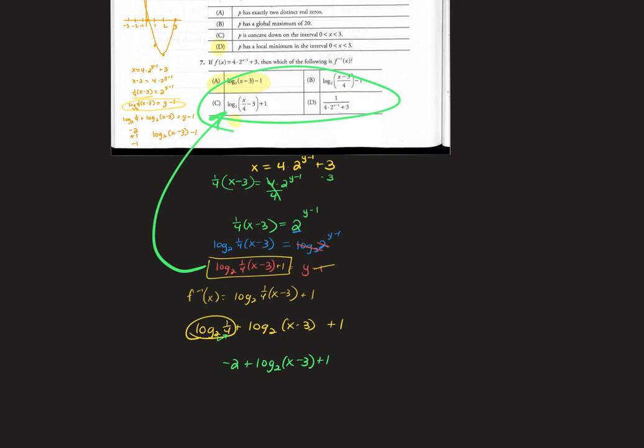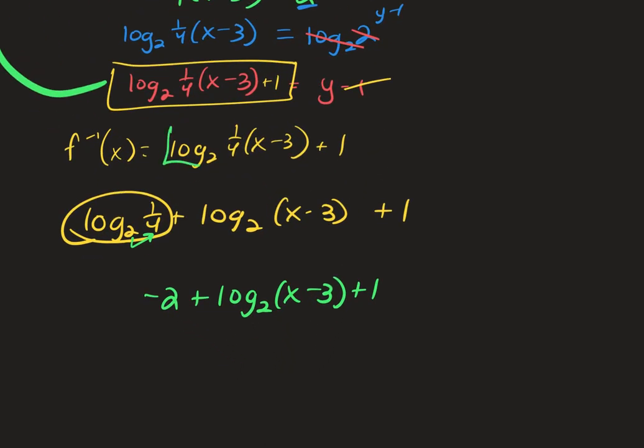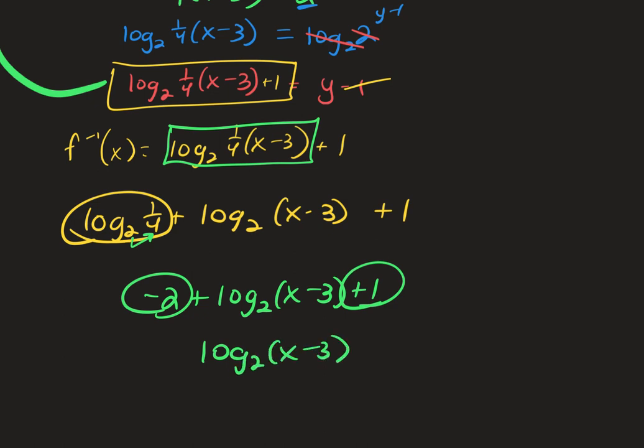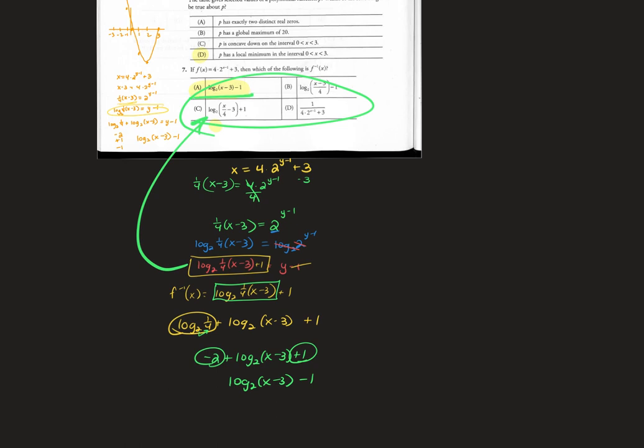So from here, it was expanded. It was multiplication, so when you expand it, it becomes addition. Log base 2 of 1/4 is negative 2. And then you're combining negative 2 and positive 1. So log base 2 of x minus 3, minus 1. And that was the first choice.